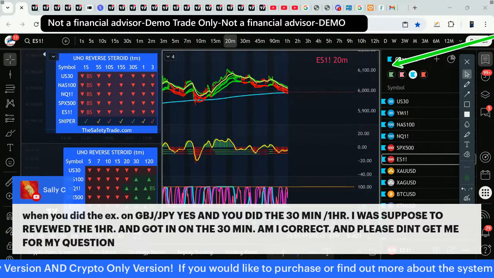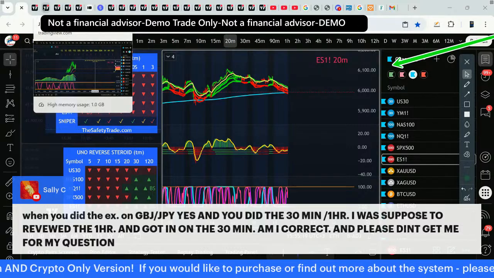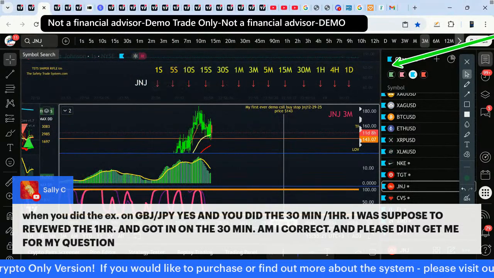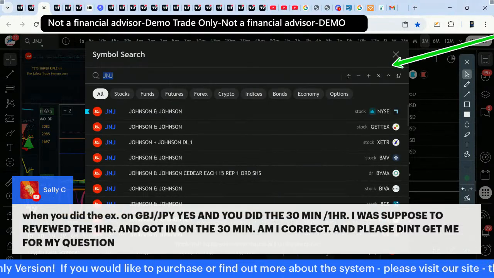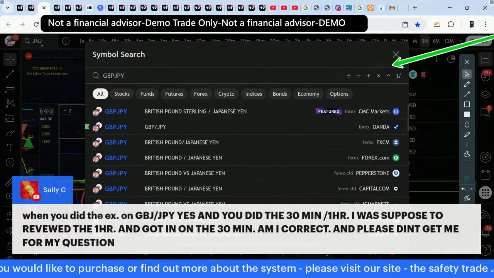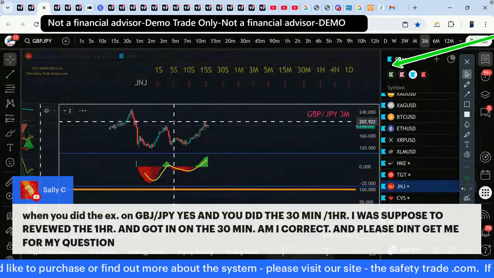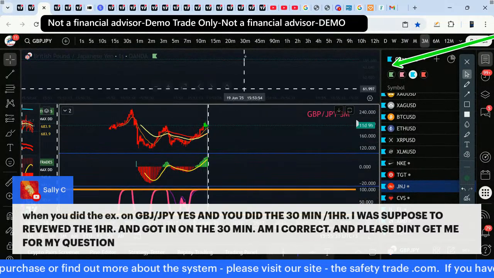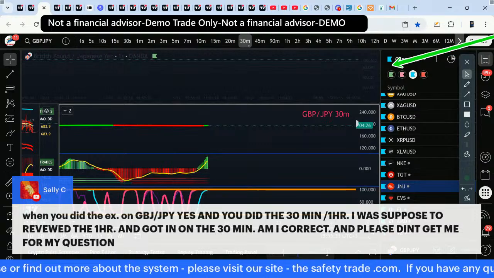GBP JPY. Let's go back to GBP JPY and let's go back to here and let's do GBP. I'll get to everybody's question. And I love GBP JPY. Let me be clear on this. It's an amazing Forex pair. And she's talking about the 30-minute 1 hour.